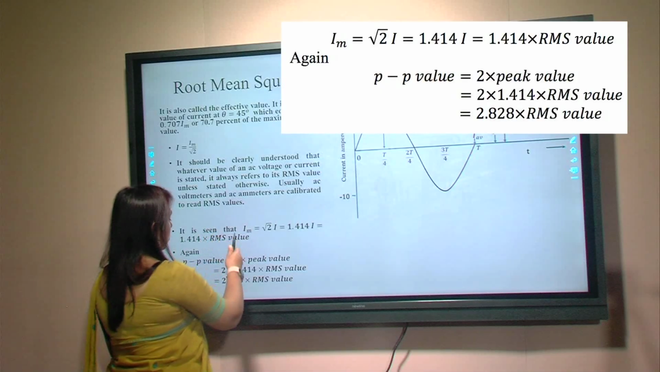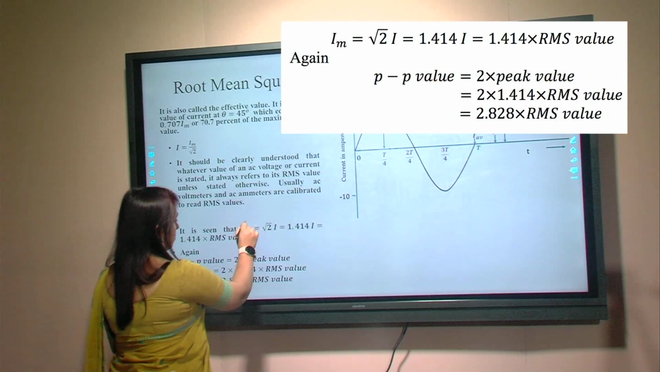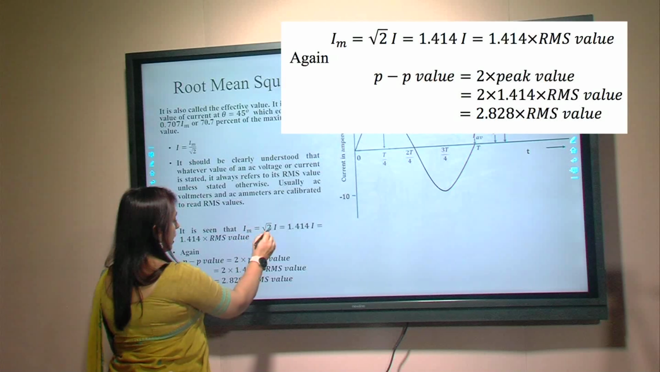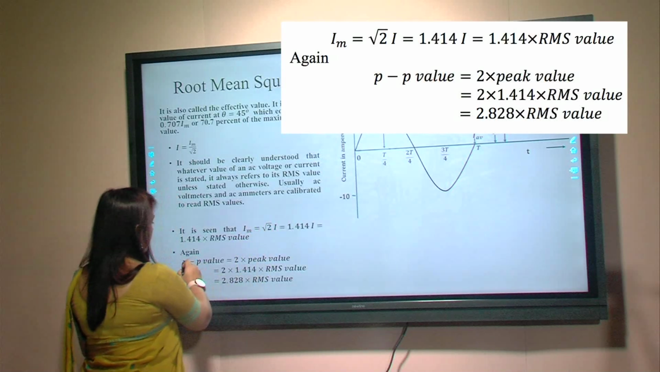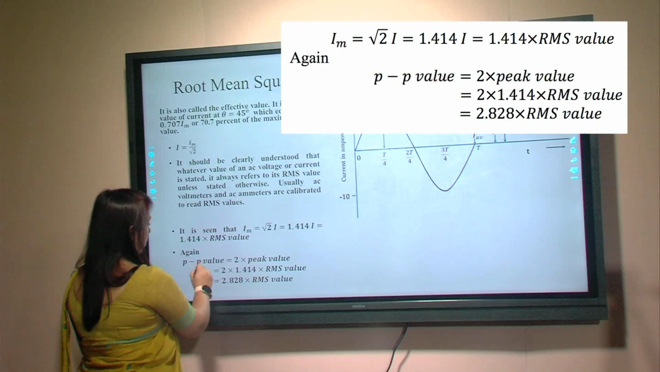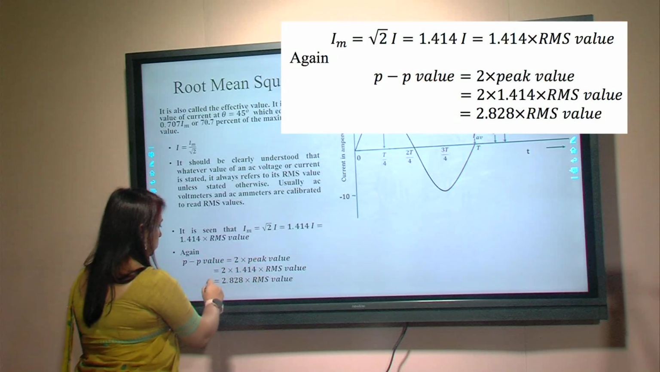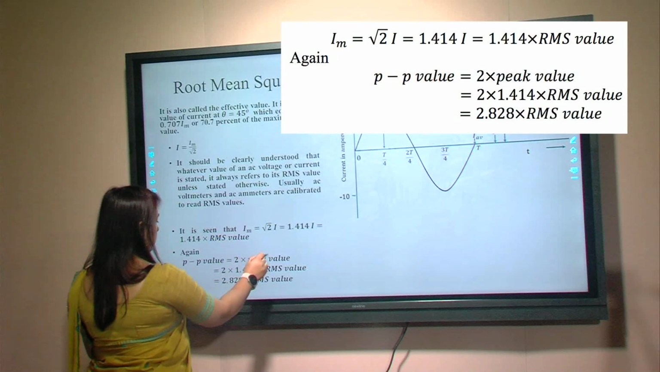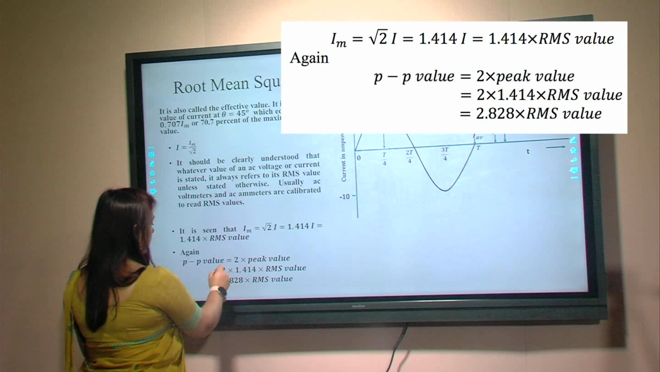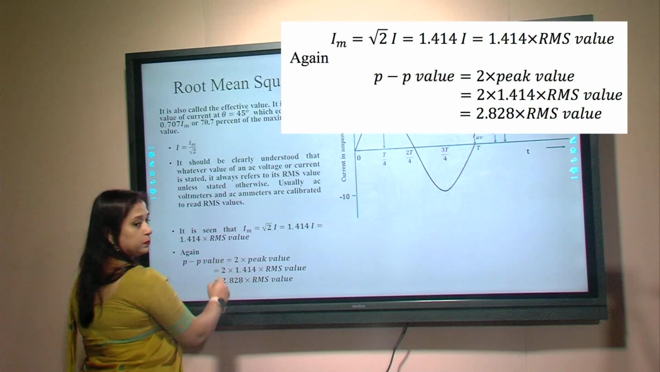So, we see that the relation between maximum current and the RMS current is this one. Again, the relation between the peak value and peak-to-peak value is this one. Peak-to-peak value is equal to 2 times the peak value. So, if we put the peak value or maximum value here, then the relation between peak-to-peak value and RMS value becomes this one.